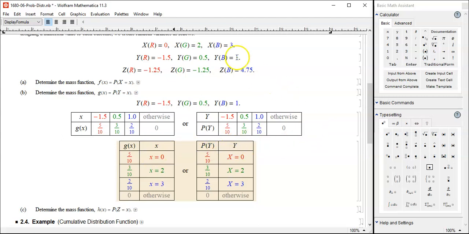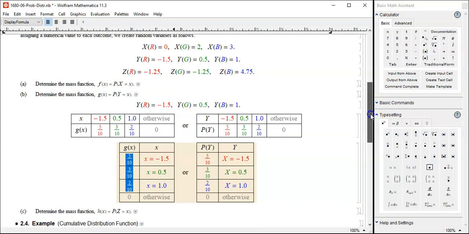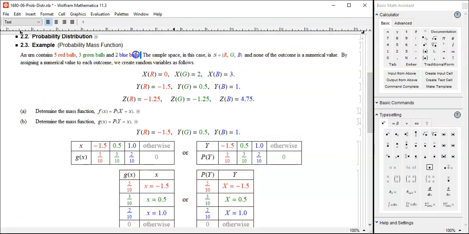And then the possible payoff values are negative 1.5, 0.5, and 1, not 0, 2, 3. So negative 1.5, positive 0.5, and then positive 1. As for the probabilities, they'll remain the same because we are talking about the same urn and the same color distribution.